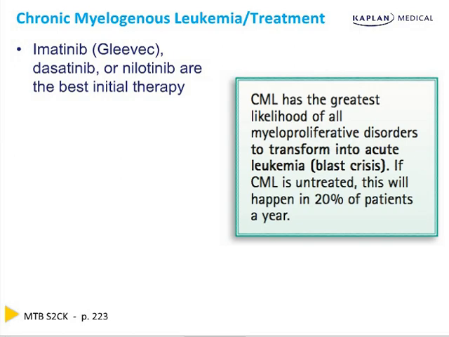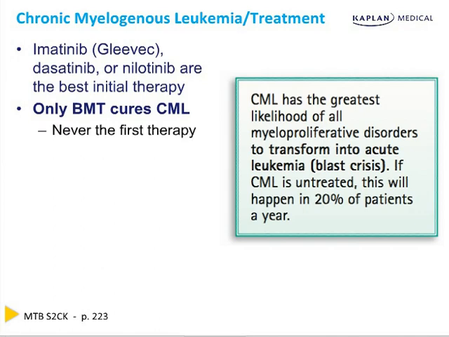If the question says what cures it, only bone marrow transplant will cure CML. However, bone marrow transplant is never the first therapy. It is the cure, but it's not first, and we generally don't use it anymore. CML is a routine miracle where we use imatinib to stop the disorder. It may not cure it, but it controls it in most everybody.